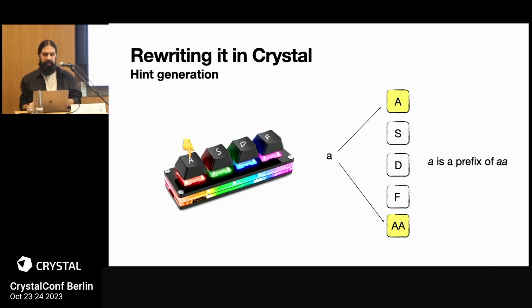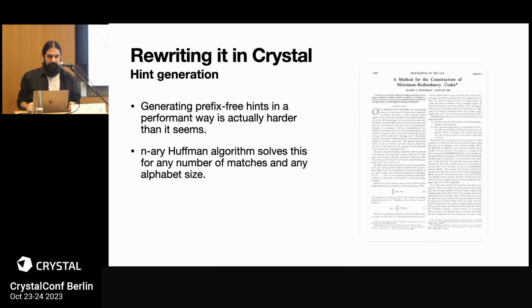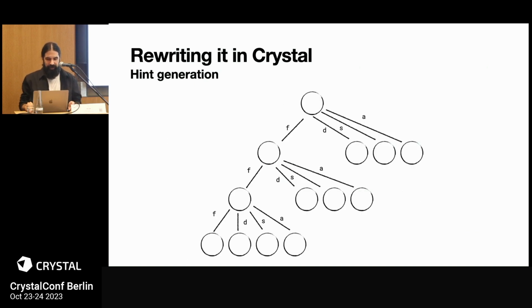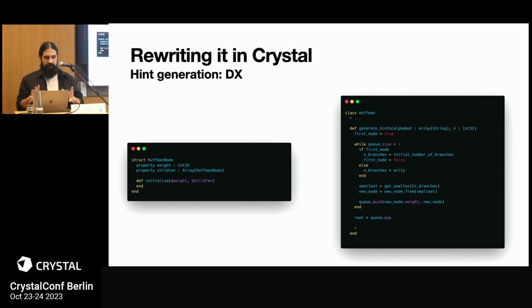So A is a prefix of AA, and the whole list of letters should be prefix-free. There's an algorithm called Huffman. Yeah, there's always somebody that thought really hard about things almost a century ago. So at the end of the algorithm, you end up with this tree structure, and then you traverse it, and you go generating these hints, and they are all prefix-free. So that's very good. And the implementation itself, I'm not showing everything here, but in terms of DX, Crystal lets us model the trees very easily using structs, and it doesn't get in the way when implementing the algorithm. I'm not showing everything here, but I mean, it's mostly English.